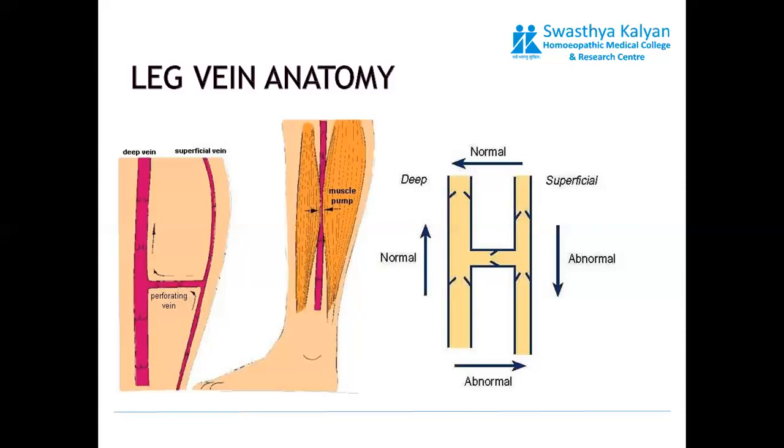So the normal movement of blood would be anti-gravitational towards the heart, and in case you come across a defect in the valve which will oppose the direction, or which will not allow the blood to go towards the heart, it leads to the development of varicose vein.